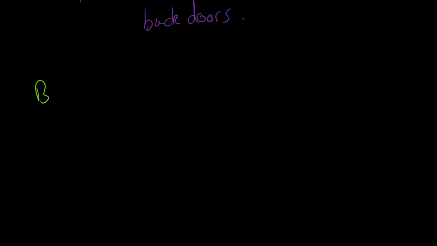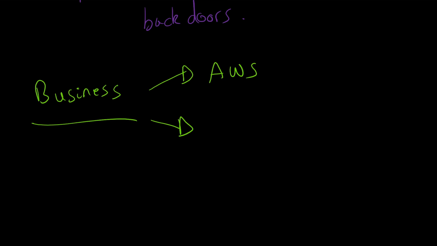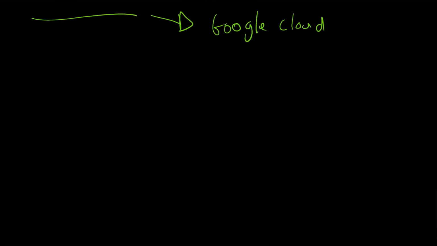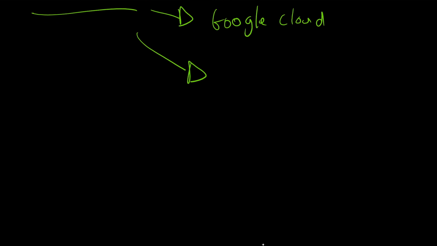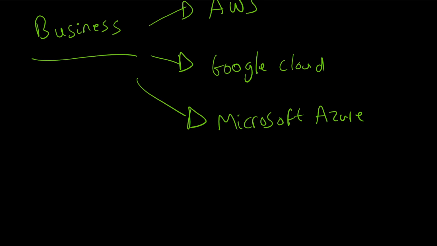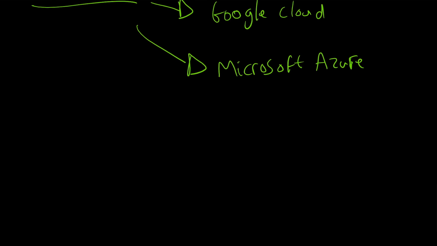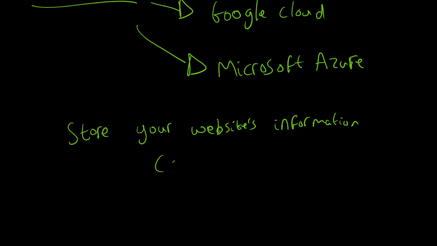So the business side of it, there are applications like AWS, which is Amazon Web Services, Google Cloud, which is essentially a ramped up business version of their consumer side. It has a few other features as well. And Microsoft Azure. So all of these can be used to store your website's information, and all of this will be decentralized.